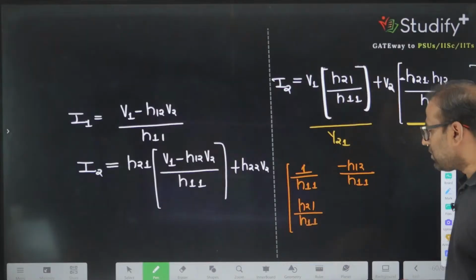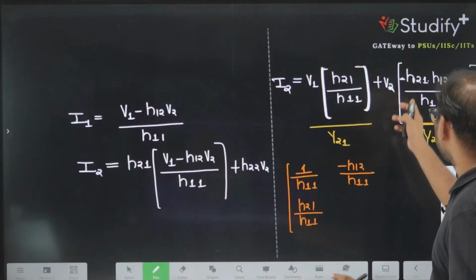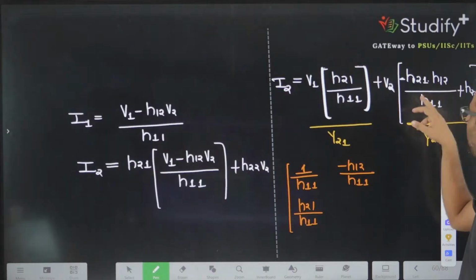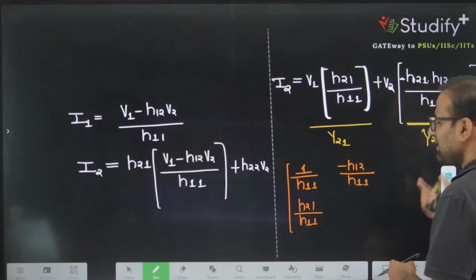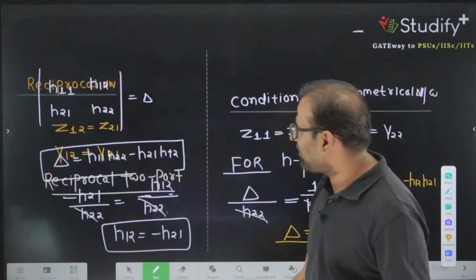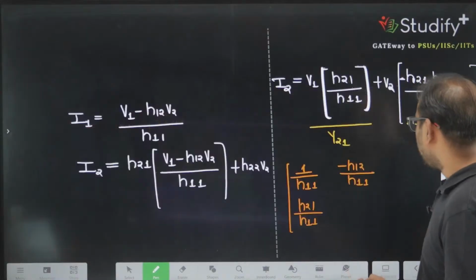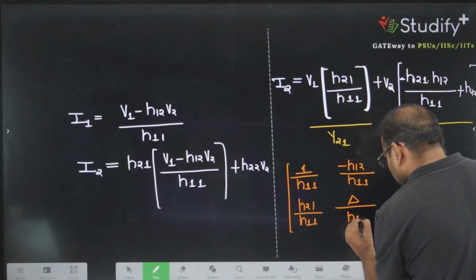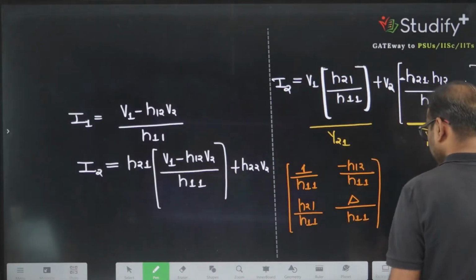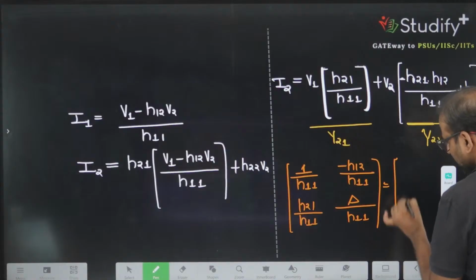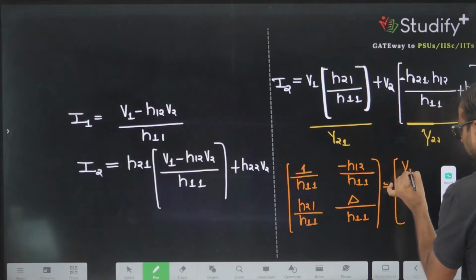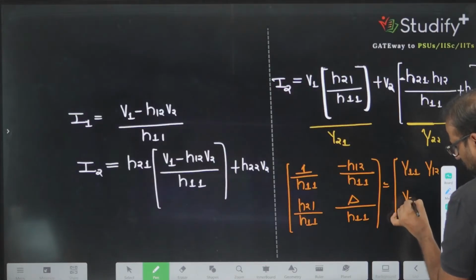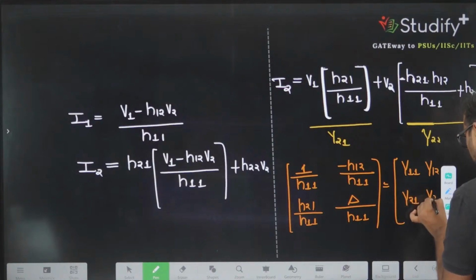And when you talk about this parameter, so again you can say this is H22 into H11, minus h12 and h21. This represents the determinant of h parameter. When you go to this, it represents determinant of this matrix. So you can say this value is what? This value is del divided by h11. And this is which representation? This representation is known as y11, y12, y21 and y22.